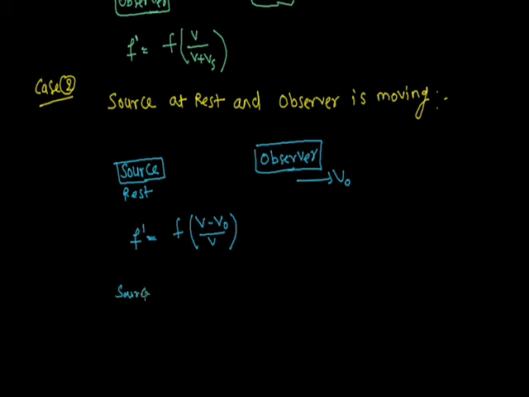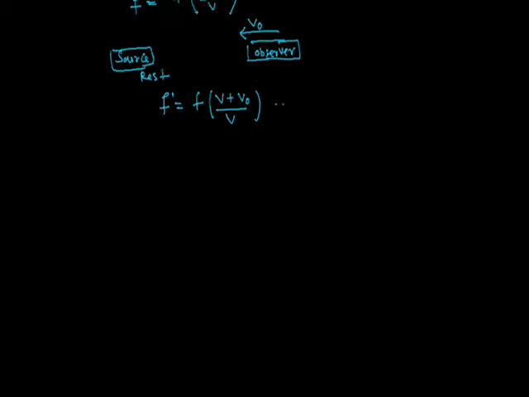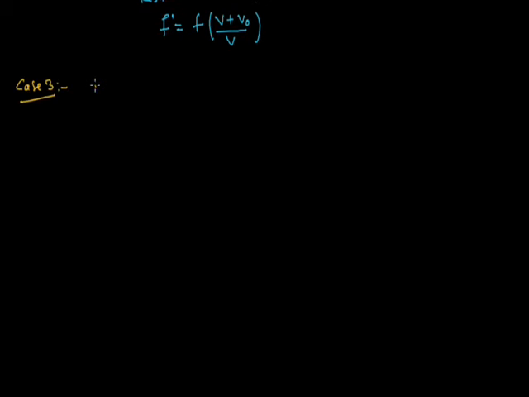Now if the source is at rest and the observer is moving towards the source with v naught velocity, then the frequency received by the observer will be f into v plus v naught upon v, where f is the frequency of the source, v is the velocity of sound and v naught is the velocity of the observer. Now the third case is both observer and source are moving.